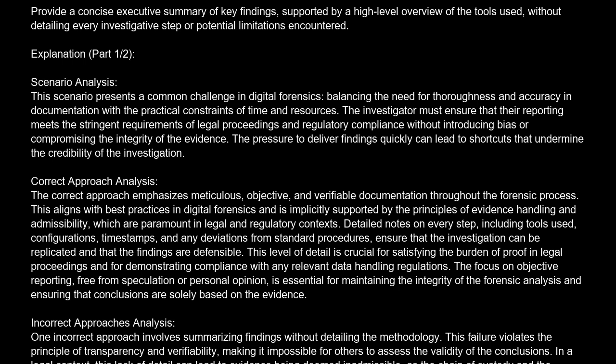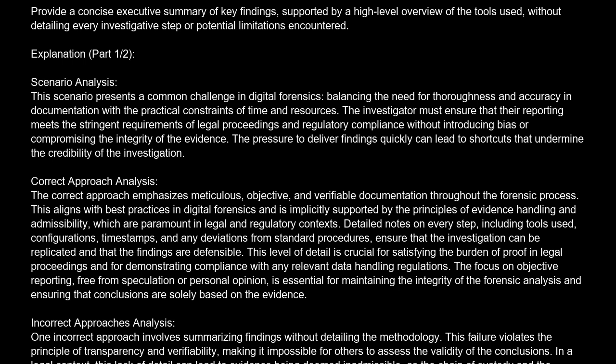This level of detail is crucial for satisfying the burden of proof in legal proceedings and for demonstrating compliance with any relevant data handling regulations. The focus on objective reporting, free from speculation or personal opinion, is essential for maintaining the integrity of the forensic analysis and ensuring that conclusions are solely based on the evidence.